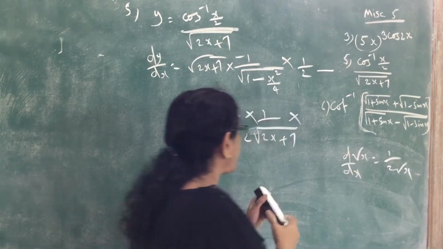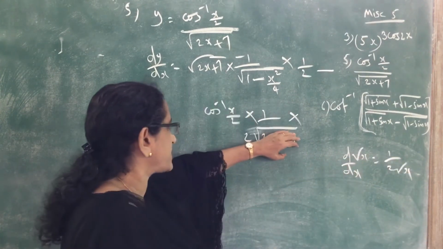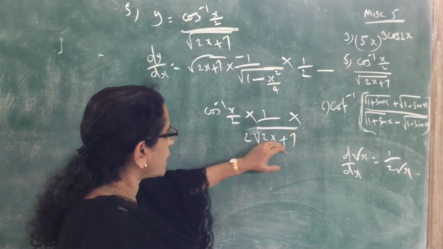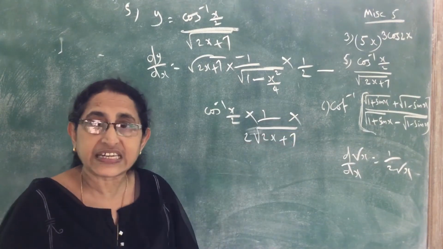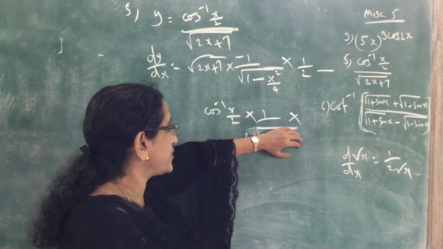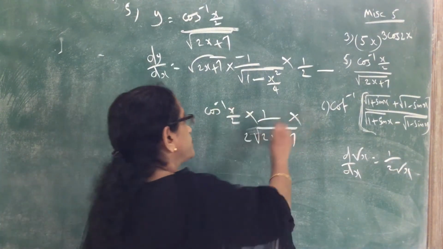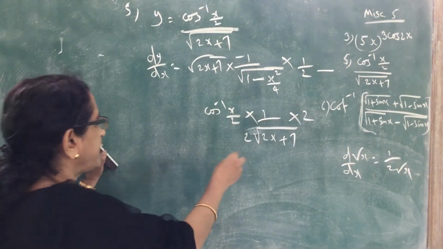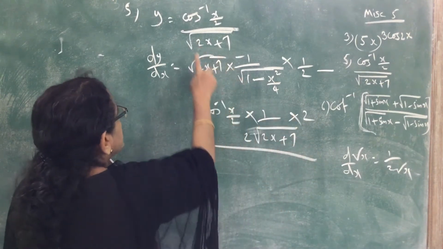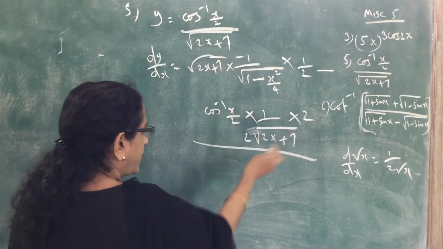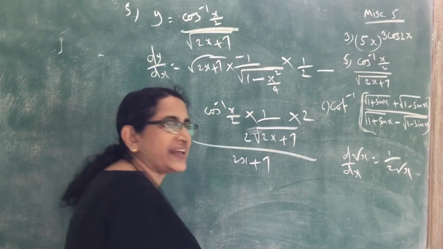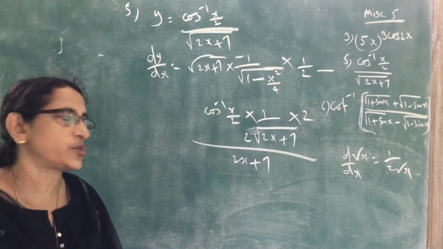So in the place of x, here it is 2x plus 7. So 1 by 2 root of 2x plus 7 into the derivative of 2x plus 7. What is the derivative of 2x plus 7? It is 2. So the whole is divided by the denominator square, that is root of 2x plus 7 whole square, which is simply 2x plus 7.